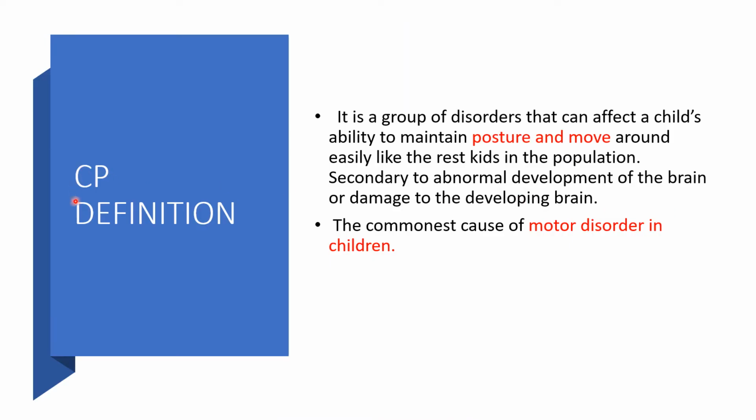Today I'll be talking about cerebral palsy. By way of definition, cerebral palsy is a group of disorders that can affect a child's ability to maintain posture and prevent the child from moving around easily like the rest of the kids in the population. Cerebral palsy is mostly secondary to abnormal development of the brain or damage to the developing brain. The common cause of motor disorder in children is cerebral palsy.